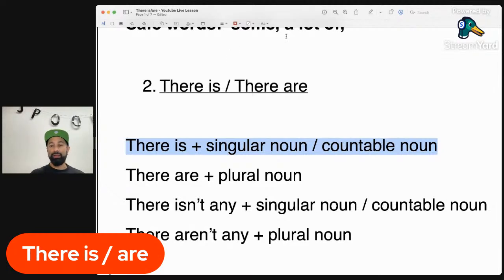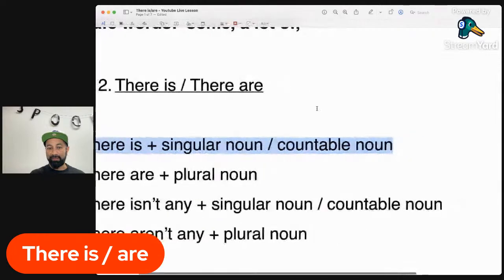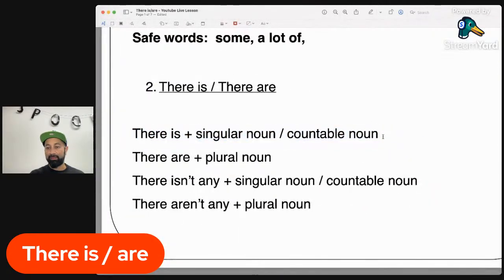Now, the other thing, I haven't actually put it in here. We could also make this with uncountable. With an uncountable noun, we are going to use there is. There is latte in the cup. There is some latte in the cup.